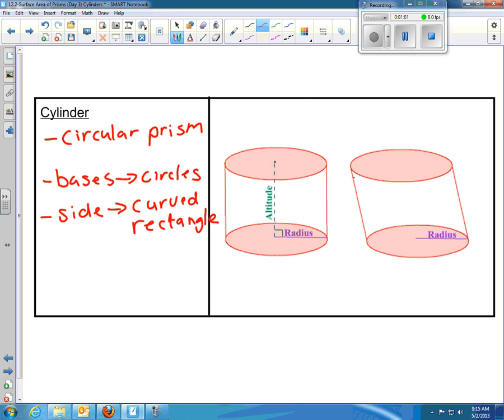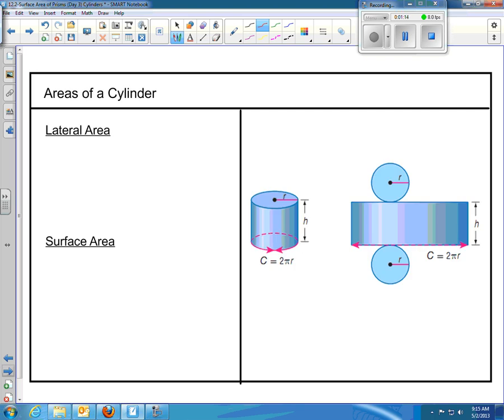Do notice that we have our oblique cylinder here that's slanted to the side, and its altitude is outside of it. So the height is outside of it. We're going to do our lateral area and our surface area formulas at the same time. Lateral area is going to be the area of the curved surface.